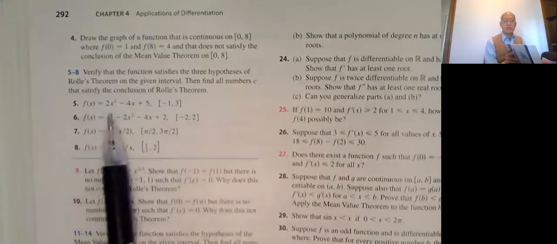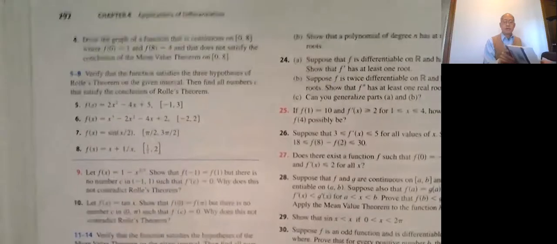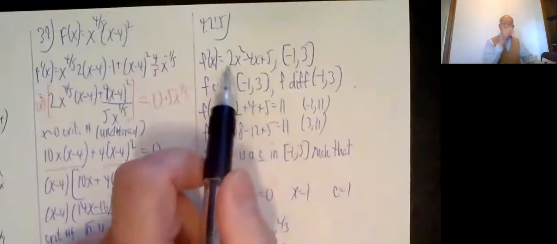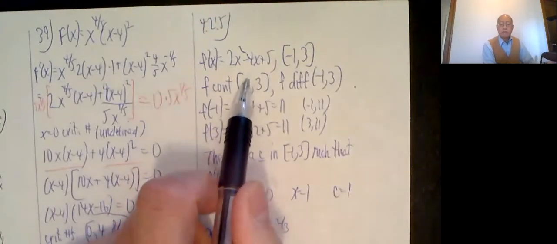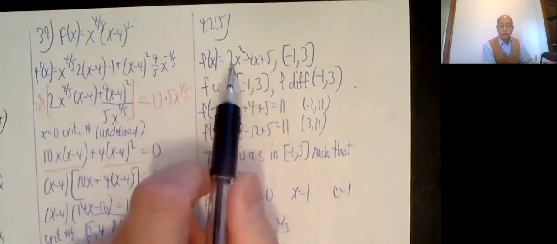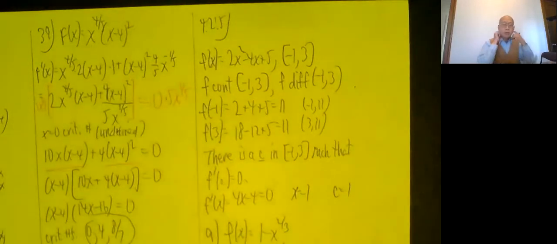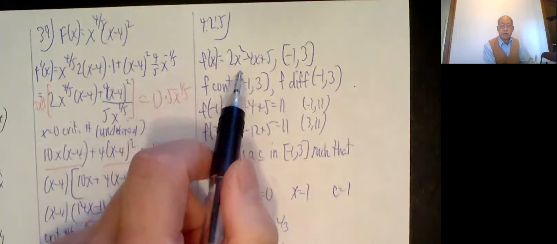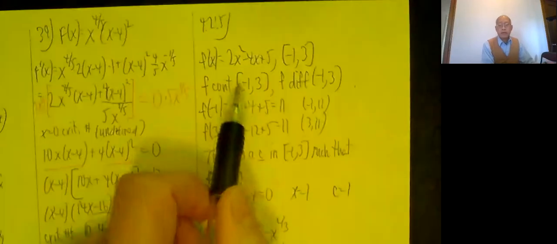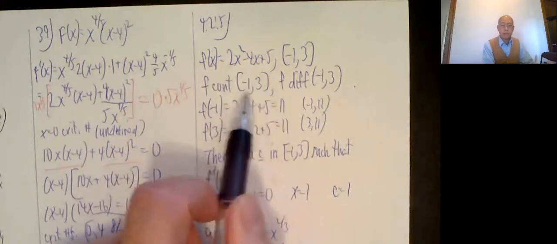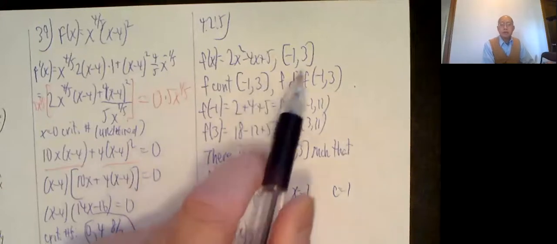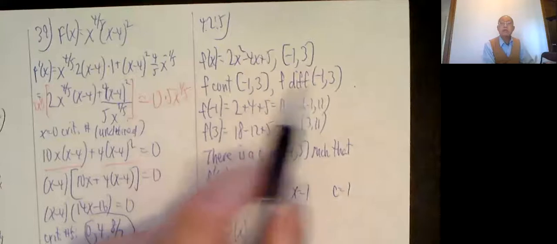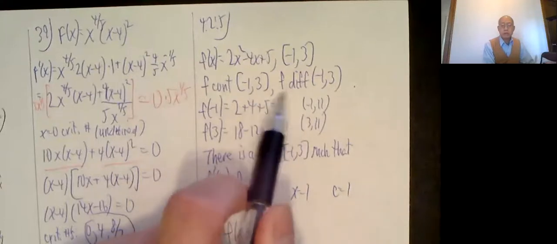Okay, so number 5, f of x equals 2x squared minus 4x plus 5 between -1 and 3. Let me show you that. Now, this function is clearly differentiable everywhere. How do I know? You can take the derivative, 4x minus 4. In fact, we're going to need that in just a second. Since it's differentiable everywhere, it's automatically continuous everywhere because differentiability implies continuity. And if it's continuous everywhere, it's certainly continuous on the closed interval from -1 to 3. It's differentiable everywhere, therefore it's differentiable on the open interval from -1 to 3. So those are the first two conditions for Rolle's theorem.